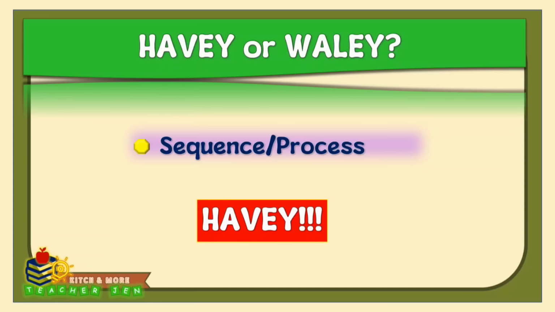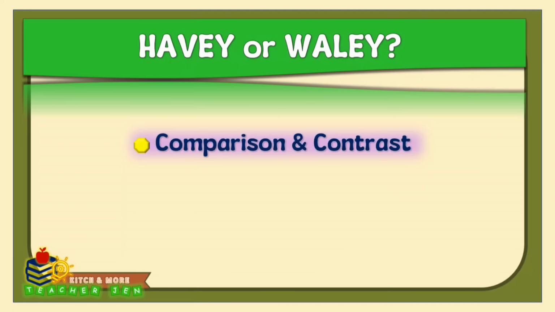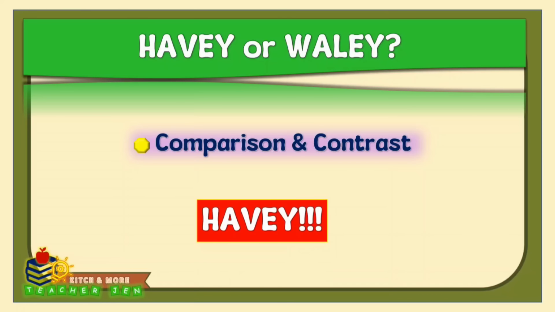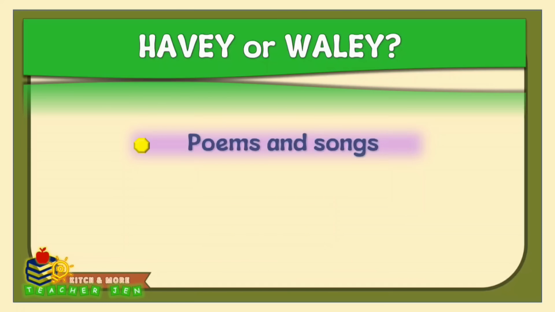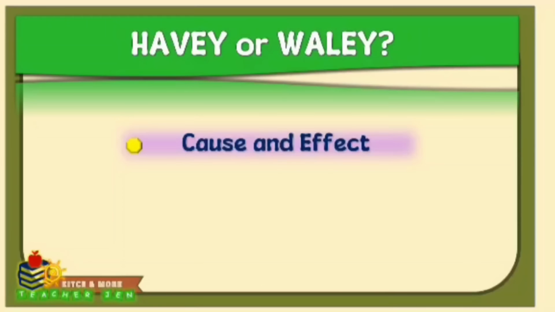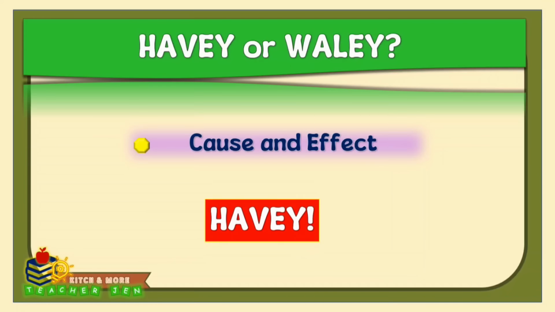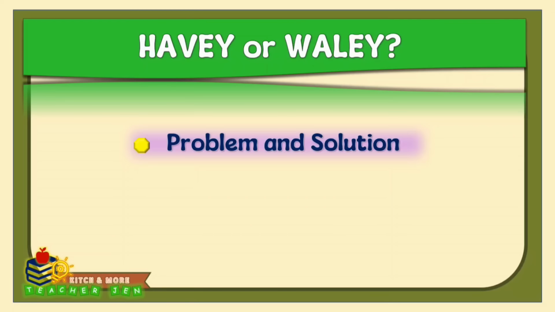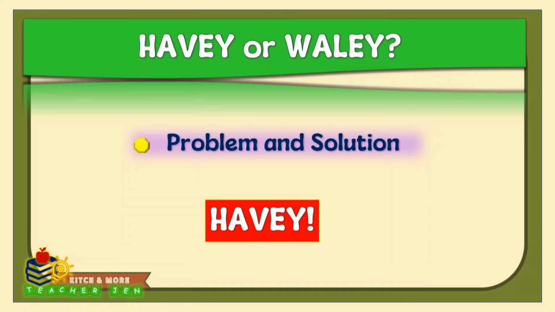Next, comparison and contrast. Have. Third one, poems and songs. Wale. How about this one? Cause and effect. Have na have. And this one, problem and solution. Have na have. Very good.